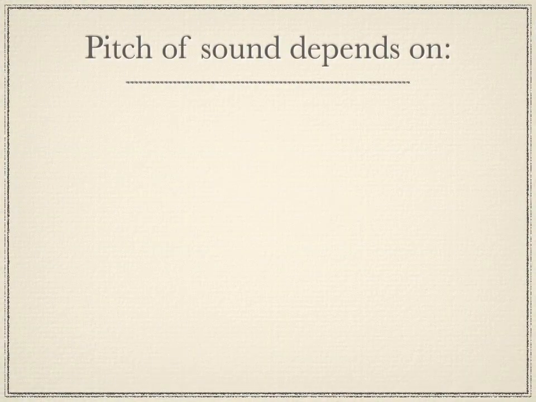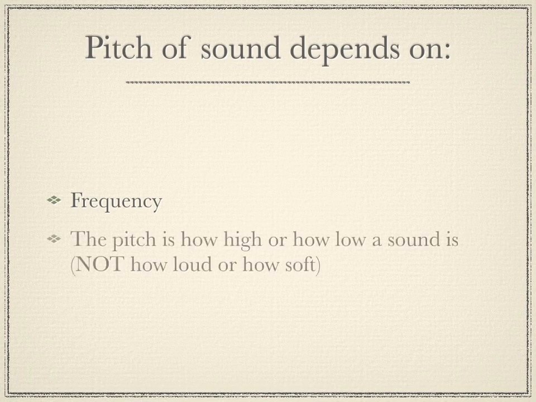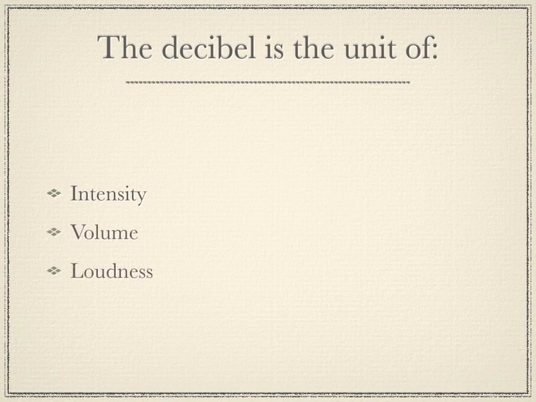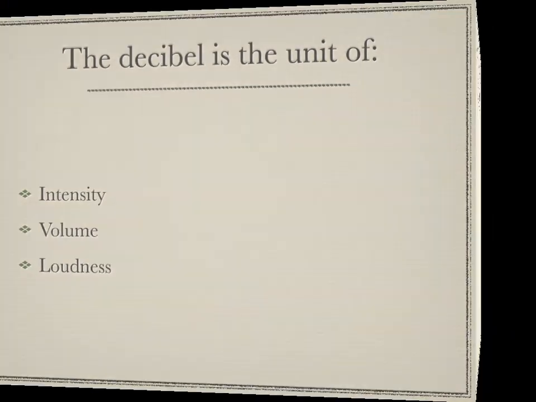The pitch of sound. The pitch of sound is dependent on the frequency. The pitch is how high or how low a sound is, not how loud or how soft it is. The decibel is the unit of intensity. The intensity of sound affects the volume, or, some people say, the loudness of the sound. So the loudness of the sound, the volume of the sound, is all dependent on the intensity of the sound, and the unit of that is the decibel.